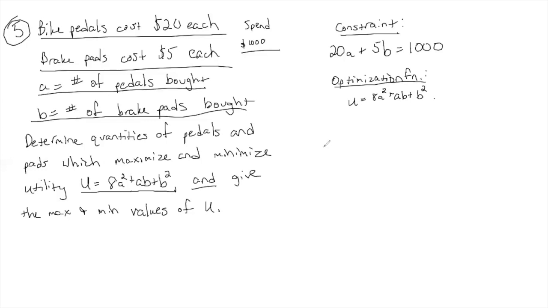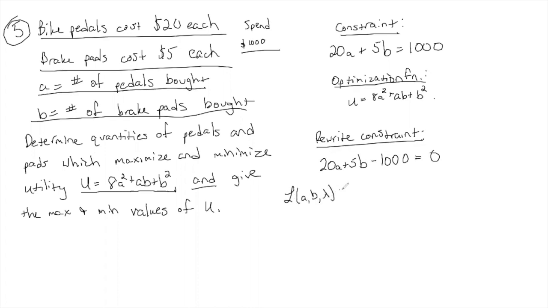All right, so first things first, I have to get my constraint equation equal to 0, so I have to rewrite the constraint. 20a plus 5b minus 1000 equals 0. Now that I have this, I can write out my Lagrangian, L of a, b, and lambda.